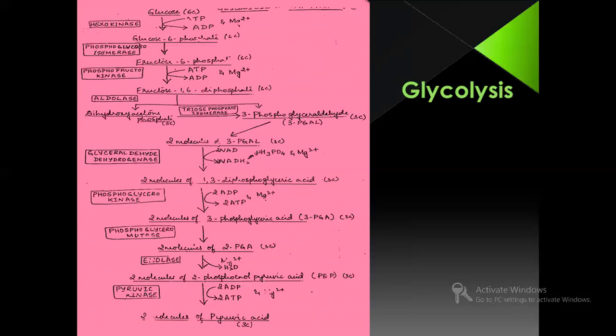So here I'm winding up today's session. In the next session, we shall go with the next metabolic pathway, that is Krebs cycle and the electron transfer chain. Then we shall go with fatty acid metabolism as well as protein metabolism.